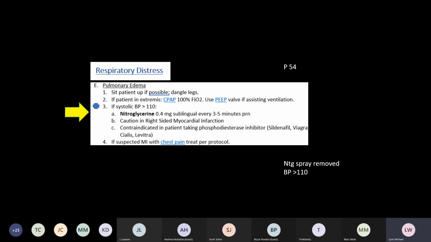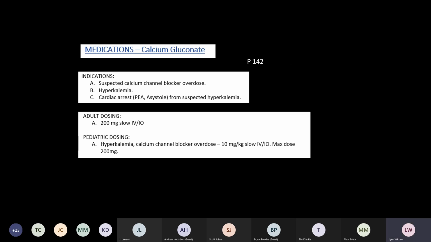Now, if they're hypertensive, that's okay, but most of the time, right-sided myocardial infarction is normotensive. And if you use nitroglycerin, you're going to drop the preload, and the right heart is entirely depending on preload to maintain blood pressure. So you can get a patient very hypotensive very quickly.